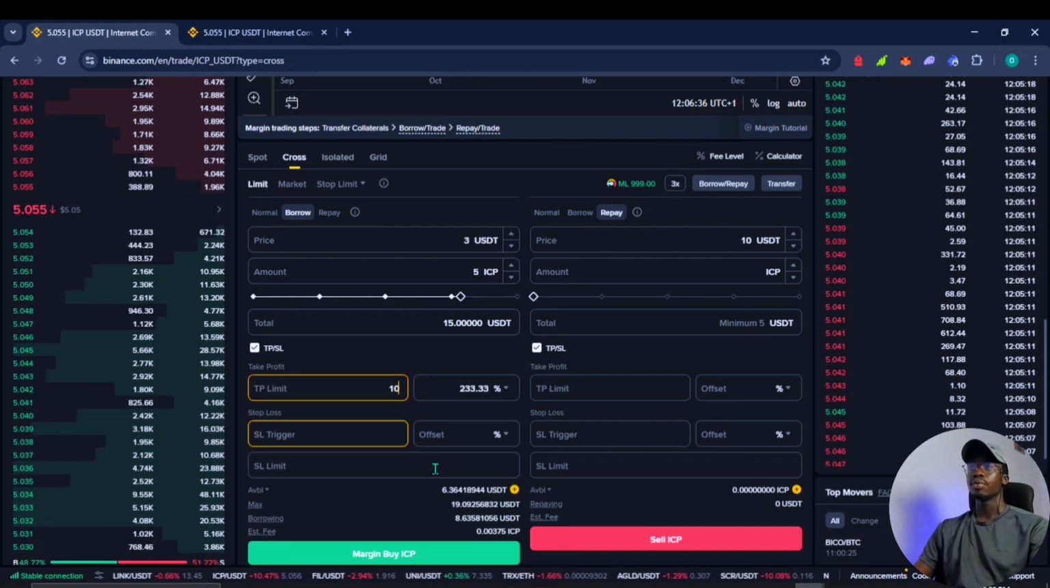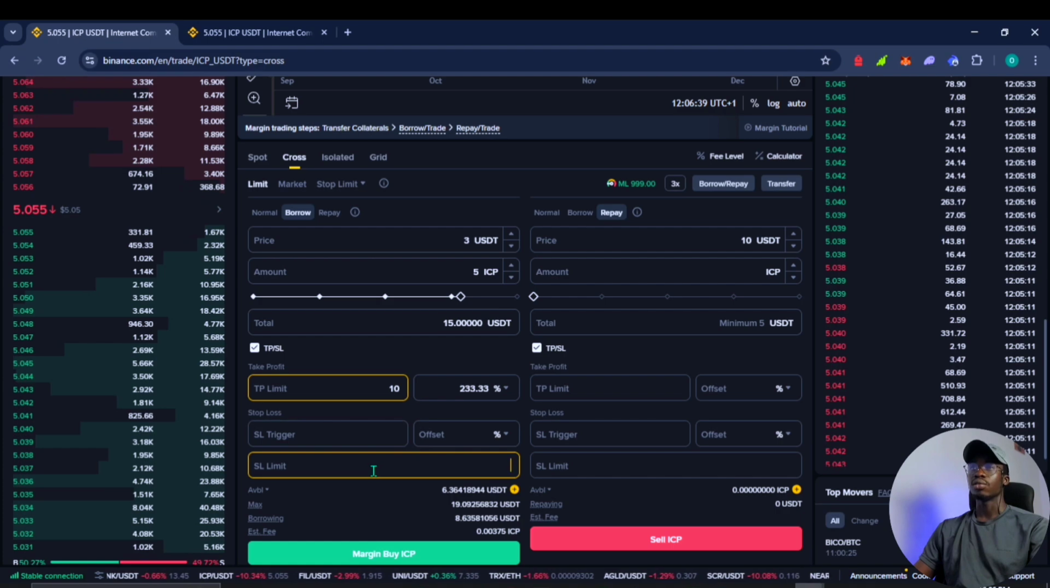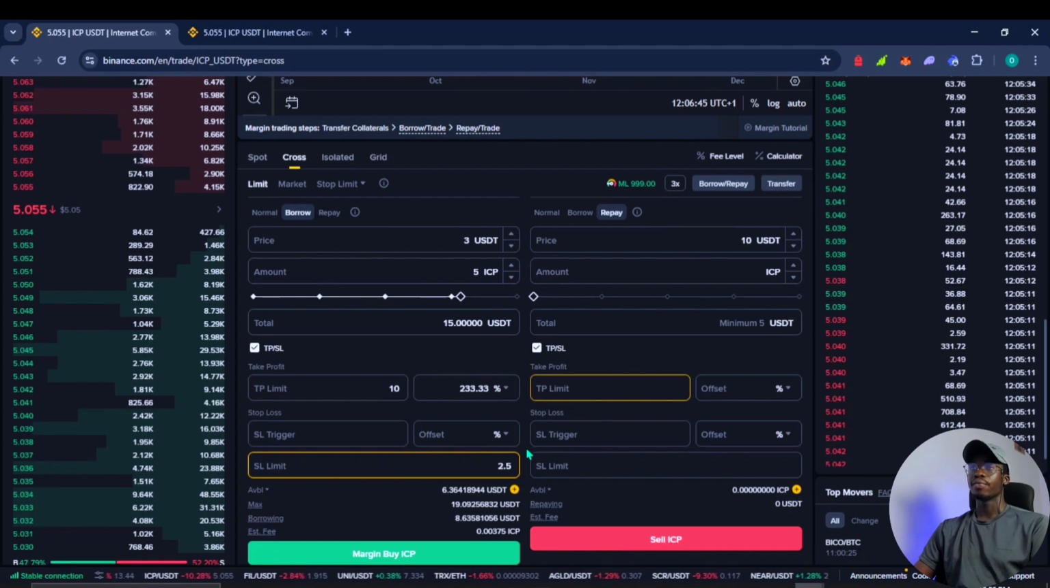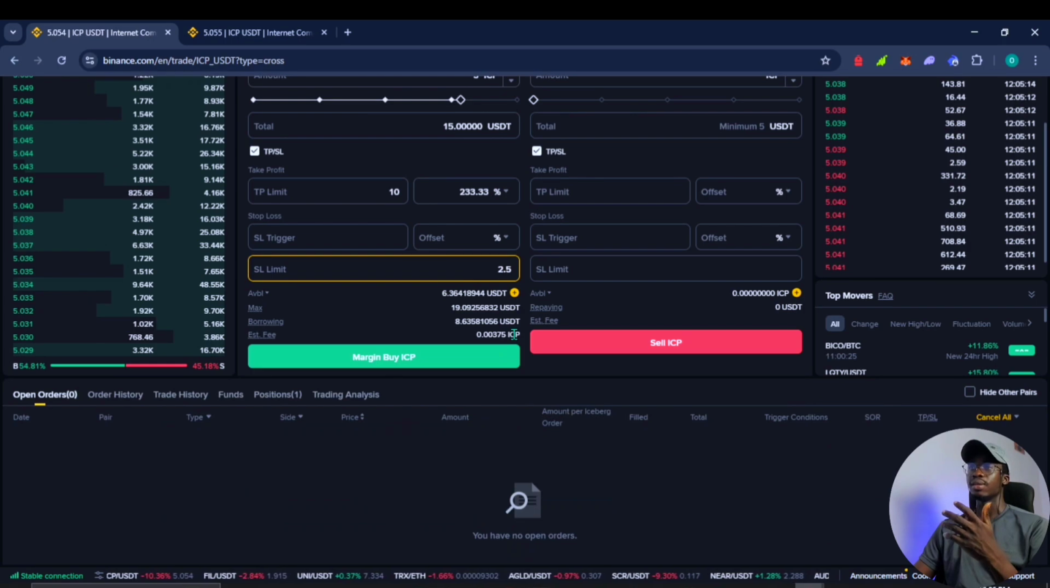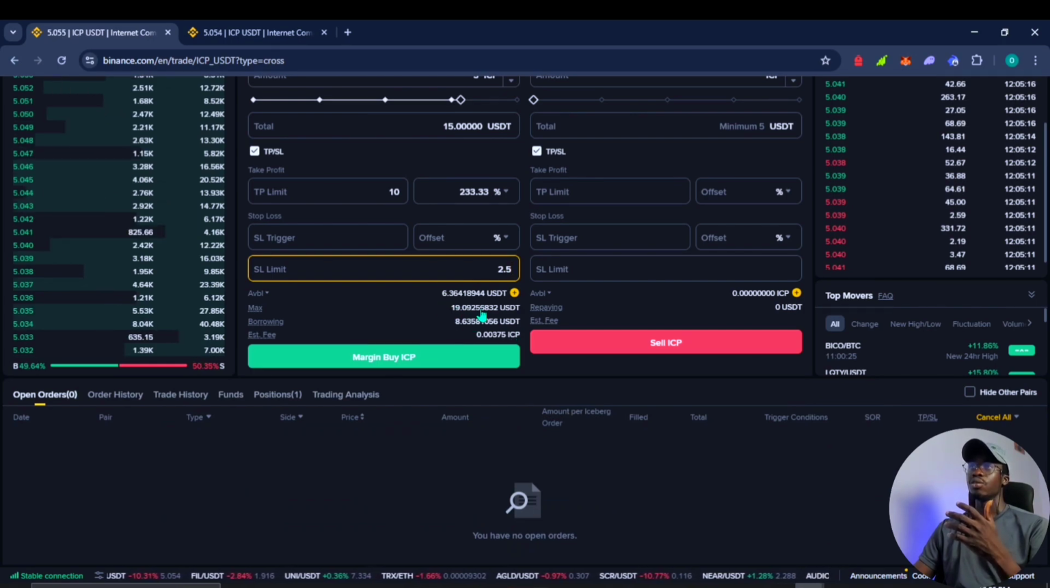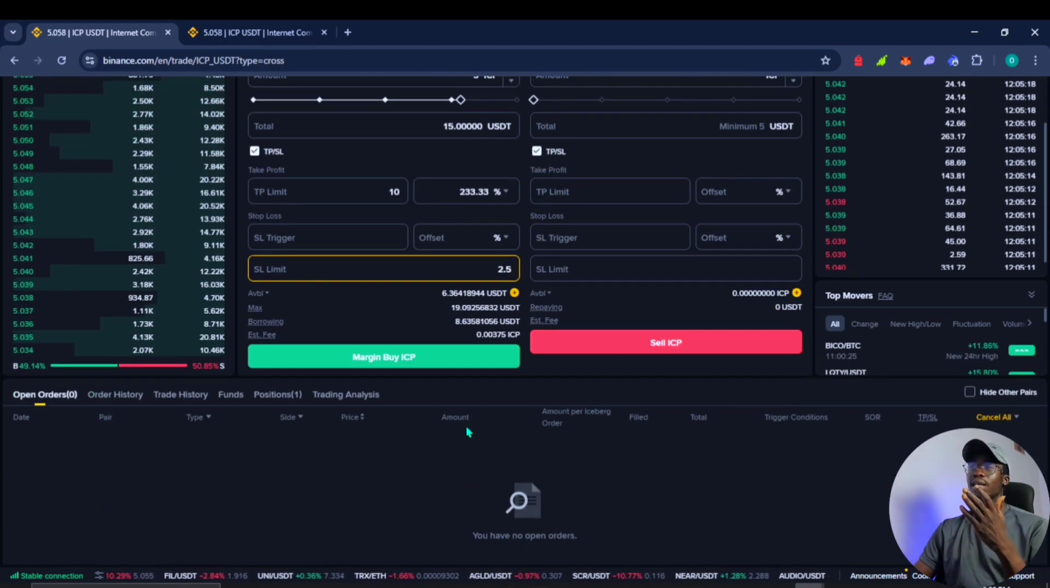10 USDT, right? I'm entering at 3 USDT, and I want to set my stop loss at 2.5. Right here you would see everything that has to do with this trade: the estimated fee, the borrowing amount I'm borrowing from them, and the maximum USDT.